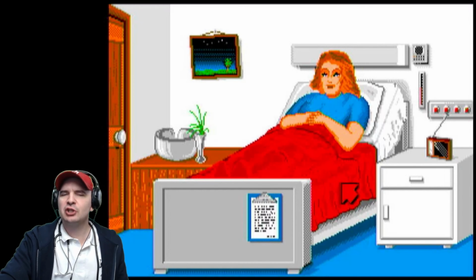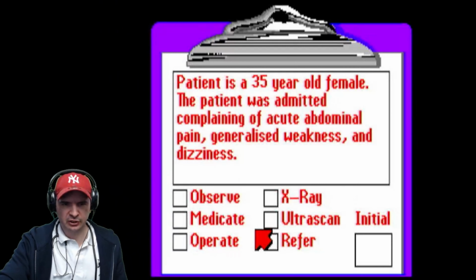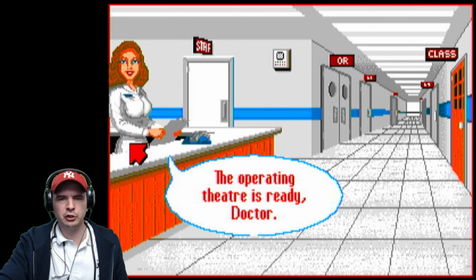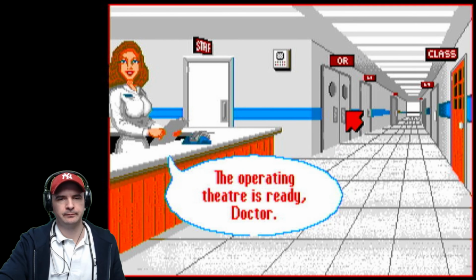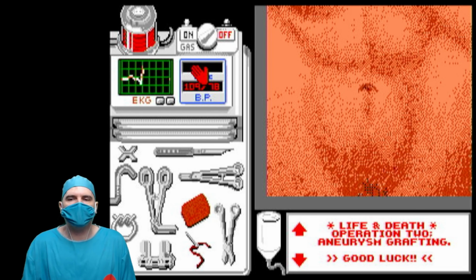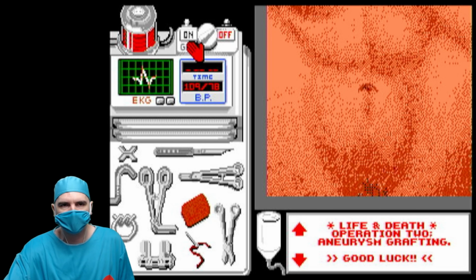Okay. Well, I think surgery is in order here. So we're going to operate and head to the operating theatre. They're waiting for you in the operating theatre, Doctor. Okay, life and death, operation number 2, aneurysm grafting. First thing we're going to do is turn on the gas.